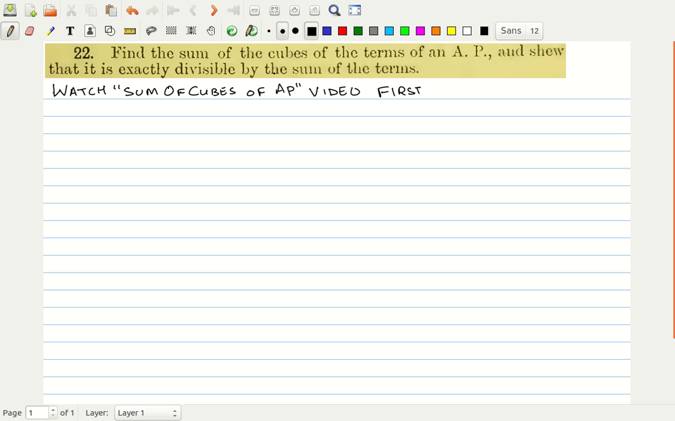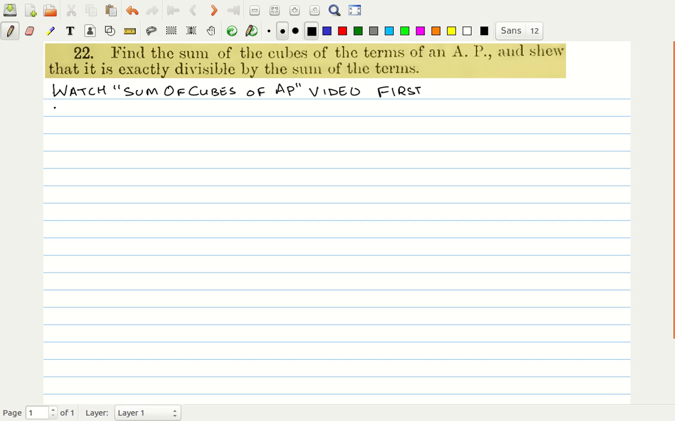Find the sum of the cubes of the terms of an AP and show that it is exactly divisible by the sum of the terms. Now, the sum of the cubes of an AP video I have already done, and I will give the link in the description of the video. So I recommend that you watch that video first, because in this video we are only going to show that the sum of the cubes of an AP is going to be divisible by the sum of an AP.